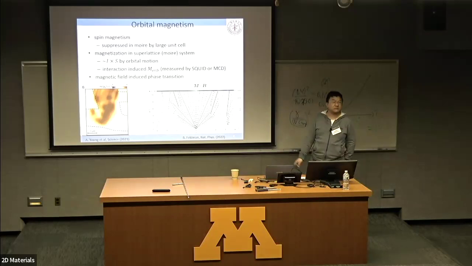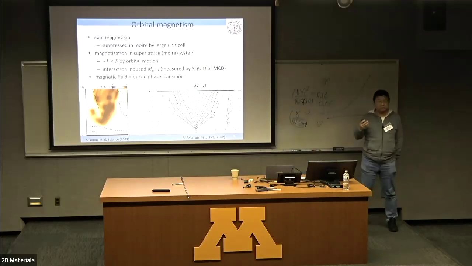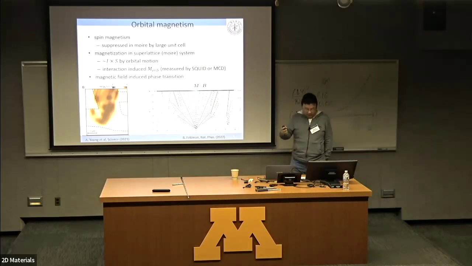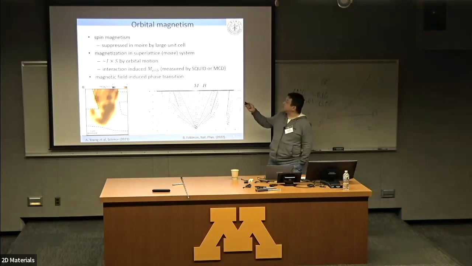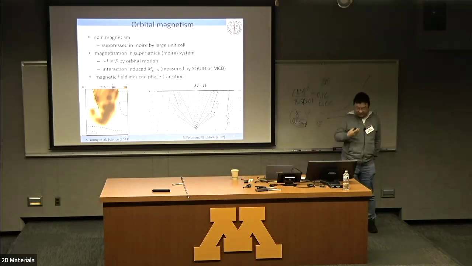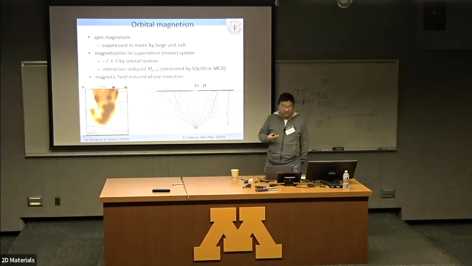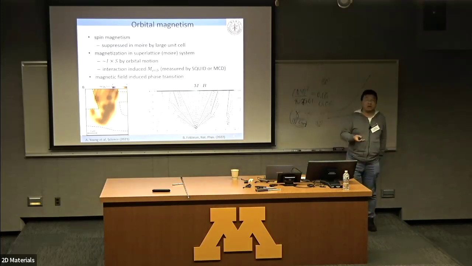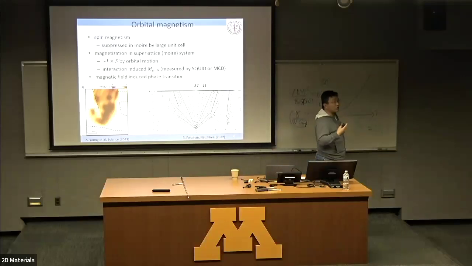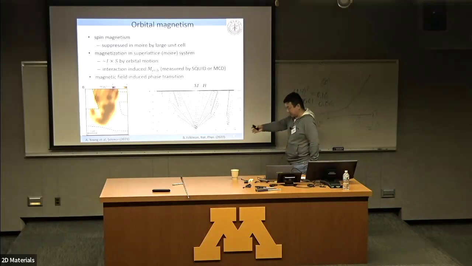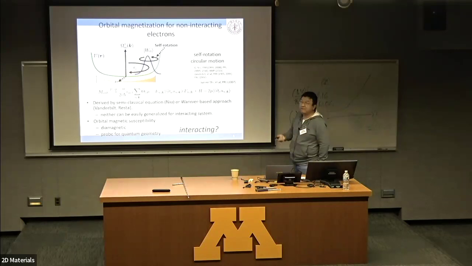So with all these experiments and materials, we know that if you want to understand the magnetic behavior, it's very important to study orbital magnetism for interacting systems. However, if you look at the current status, we don't have any theory to understand orbital magnetism for interacting systems. So far, we have a full understanding of orbital magnetism only for non-interacting systems.